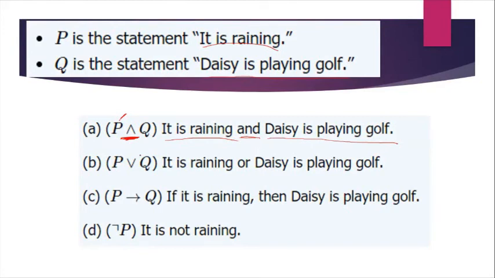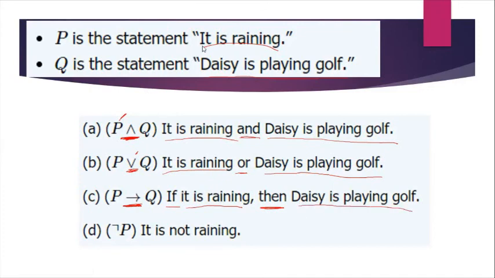And then kung ano yung connective dito. Here, this is the symbol for or. That means it is raining or Daisy is playing golf. And then here, this is the symbol for if-then. So we have if, ang P natin is it is raining. So if it is raining, and then we have then, the value of Q, Daisy is playing golf. So Daisy is playing golf.